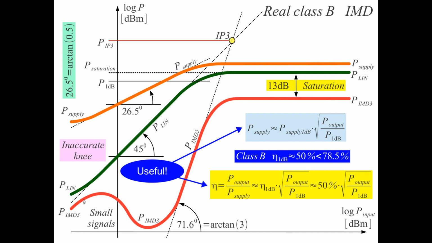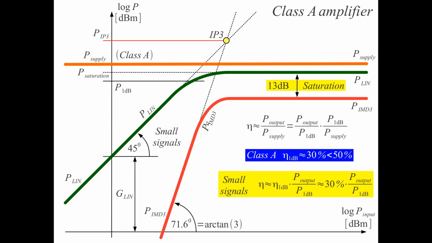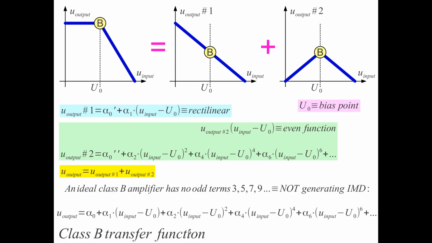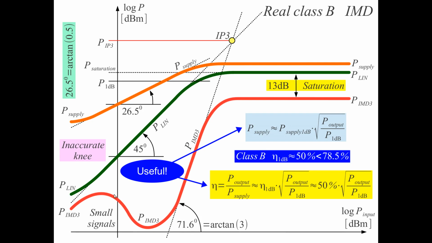This kink is always present at approximately the same output power, and this is actually a problem of class B amplifiers. We have a good linear to IMD ratio here with reasonable amplitude signals, but for very small signals things actually get worse, and this didn't happen in the class A amplifier. In the class A amplifier we went straight down along the arctangent 3 line. With class B amplifiers we have this kink here, and this is a problem.